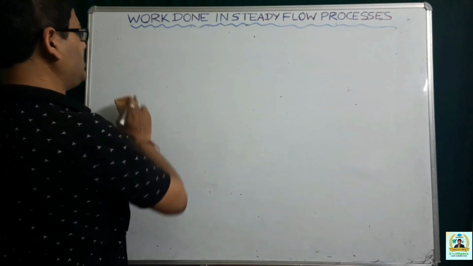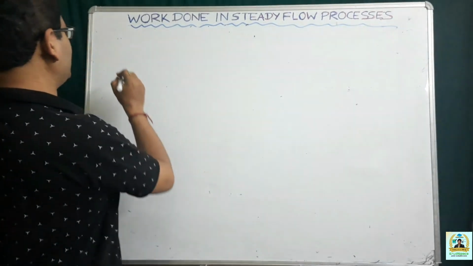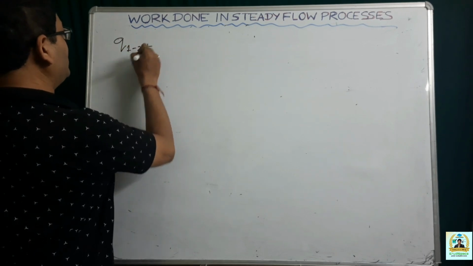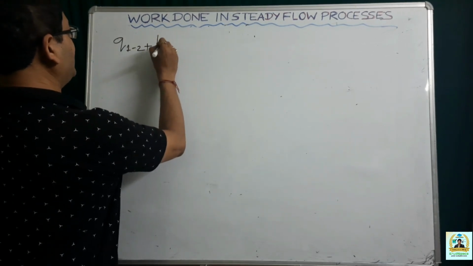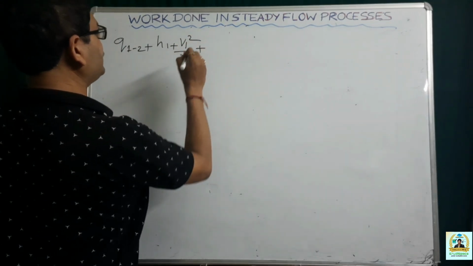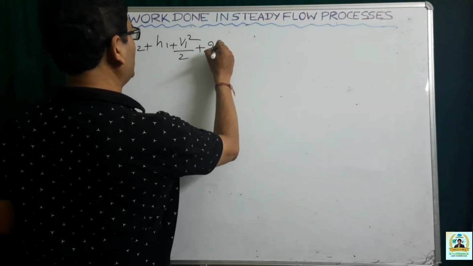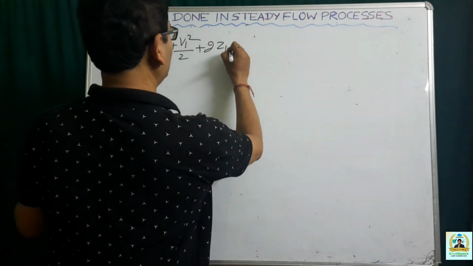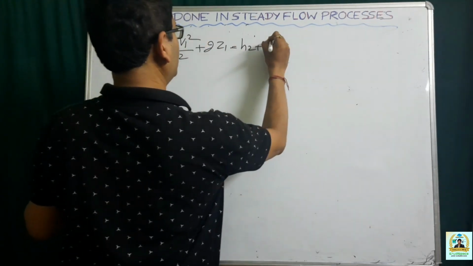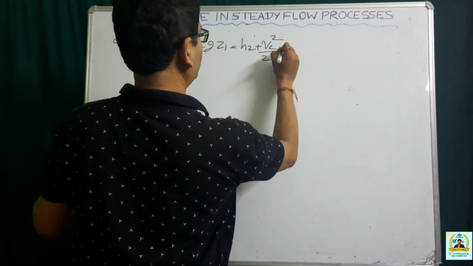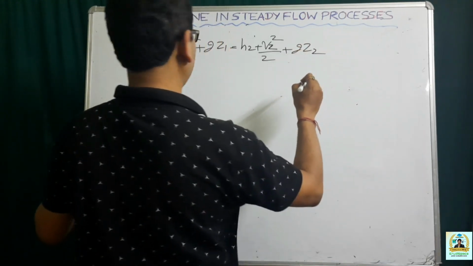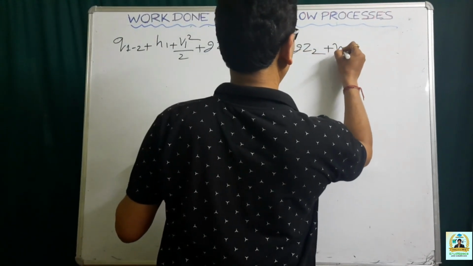According to the steady flow energy equation, Q12 plus H1 plus V1 square by 2 plus gZ1 is equal to H2 plus V2 square by 2 plus gZ2 plus W12.